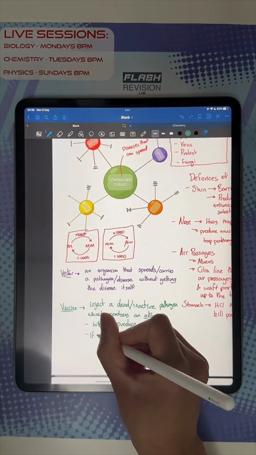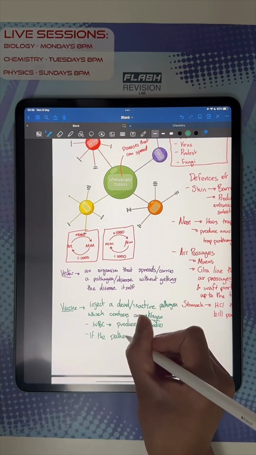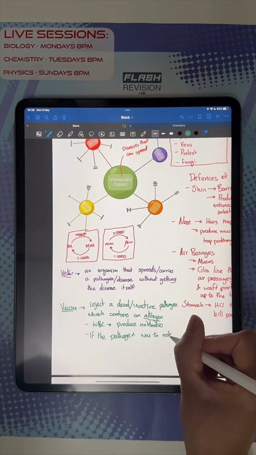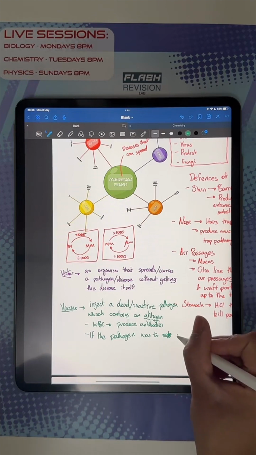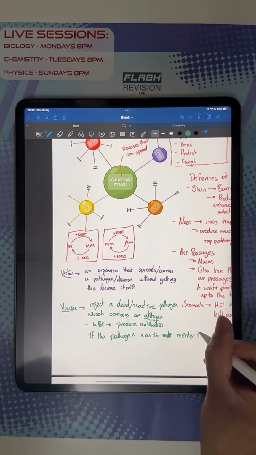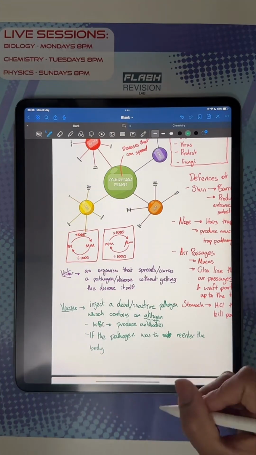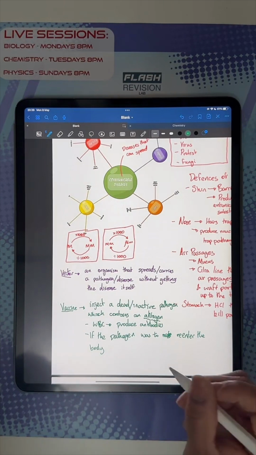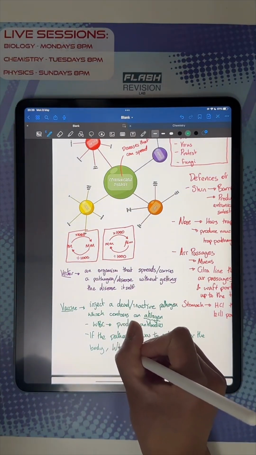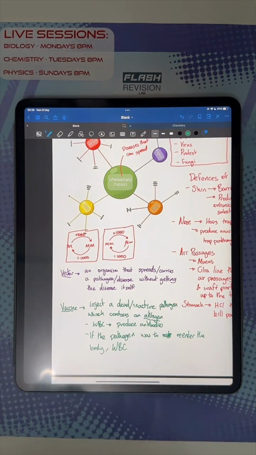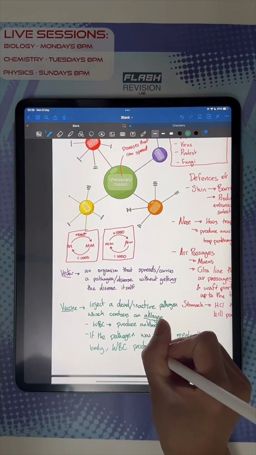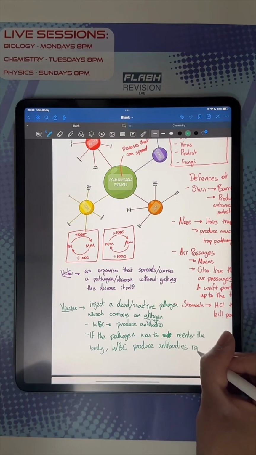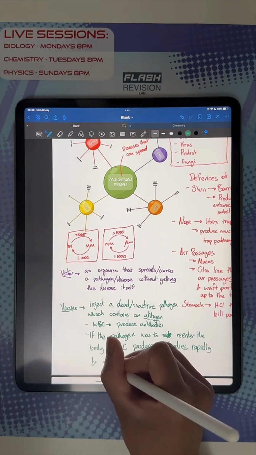But if the pathogen was to re-enter, the important thing is the body would produce antibodies, but rapidly and with a greater amount. The white blood cells, these are called memory cells, the ones that live on. So white blood cells produce antibodies rapidly and in a greater amount.